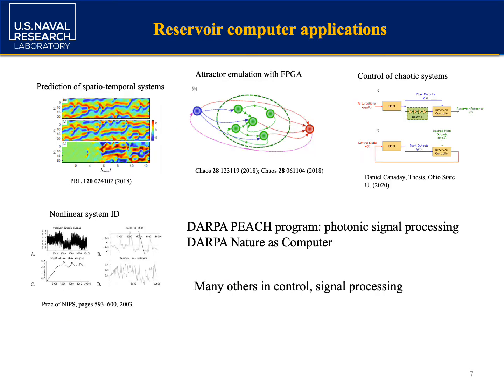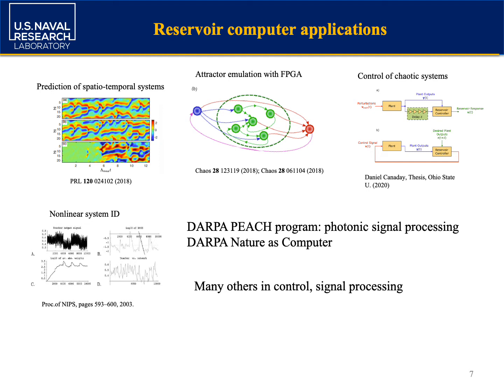So reservoir computers have been applied to some problems. They've been used for the prediction of spatial temporal systems. People have used floating point field programmable gate arrays to emulate chaotic attractors. Reservoir computers have been used in control of chaotic systems. They've been used for nonlinear system ID. There are also a few other programs. The DARPA Peach program is using photonic reservoir computers applied to signal processing problems.